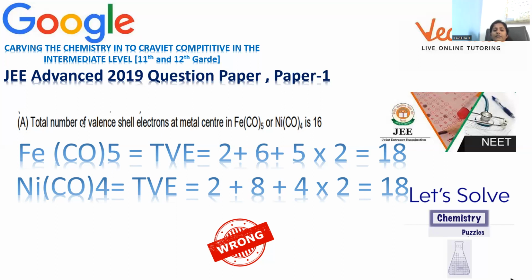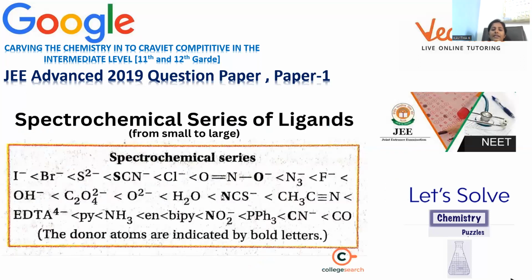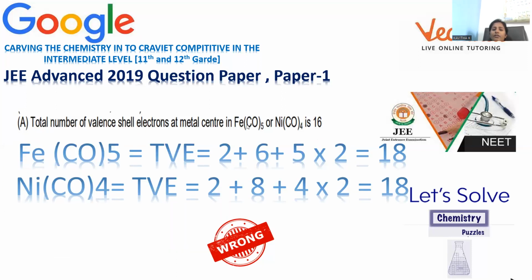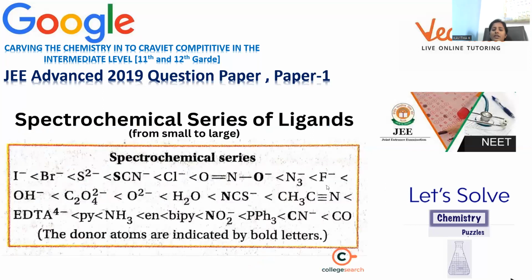But they are saying the total valence electrons are 16. When you calculate, it comes to 18. So this is the wrong statement. And second, they are saying all the compounds are low spin in nature. And these are made up of what? Carbonyl and carbonyl only.